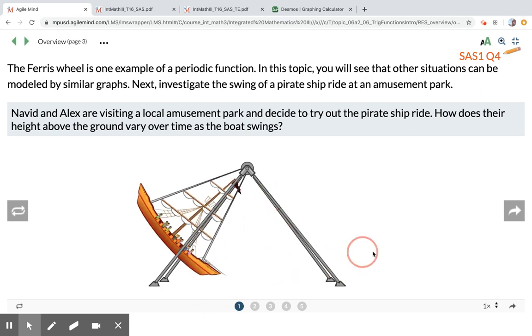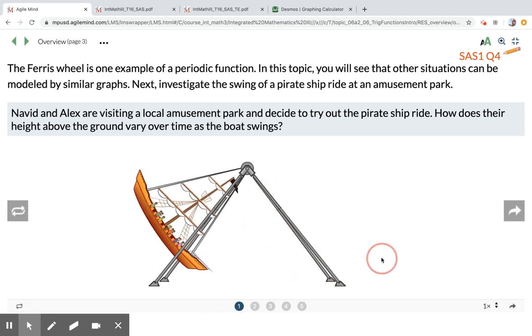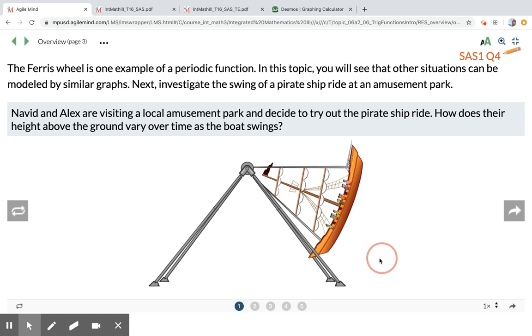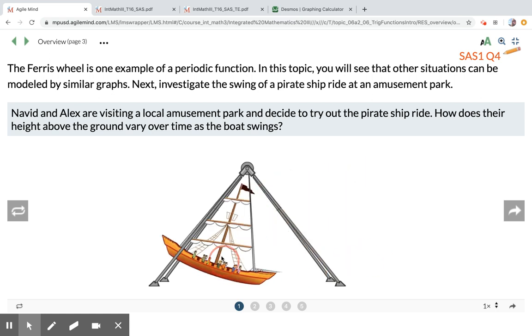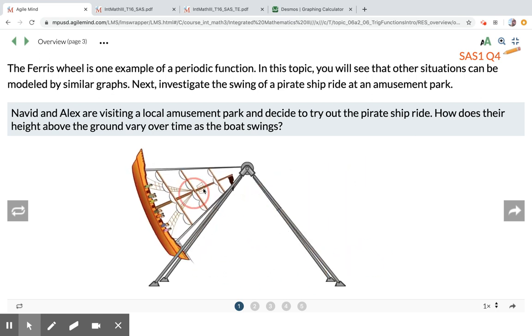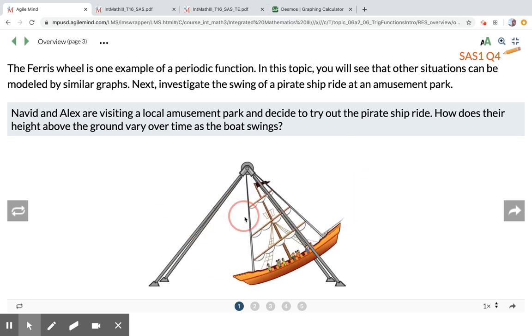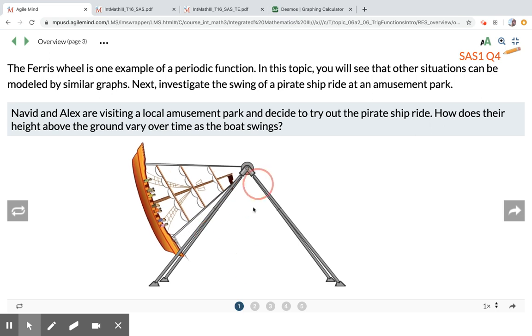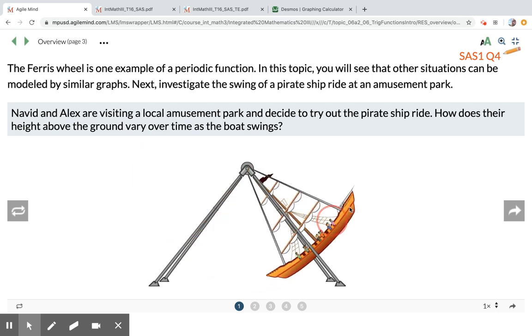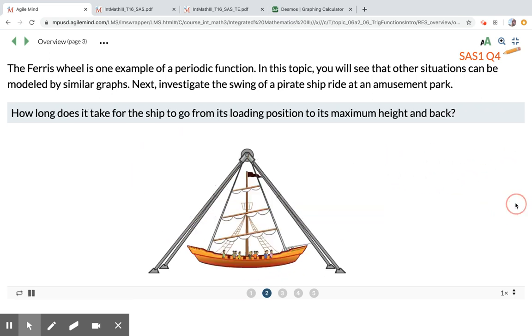So again, our x-axis, if you're looking at question number 4, is measured in time, and our y-axis is measured in height. And because this boat is long, to make it easier, we're just going to use the height of the center of the boat. So you see how the mast comes down in the center? We're going to use that height to help us out.